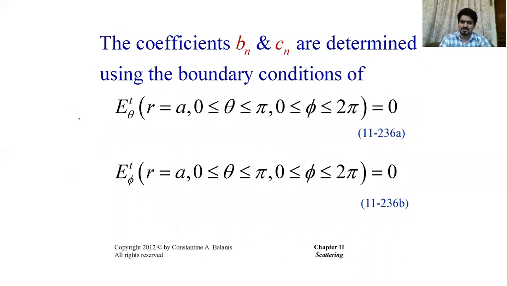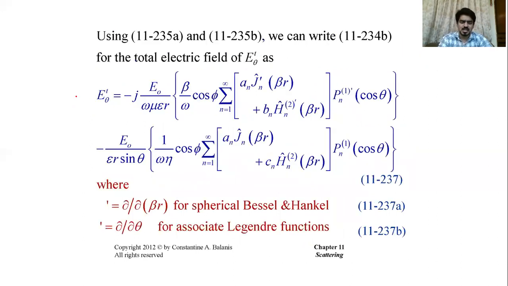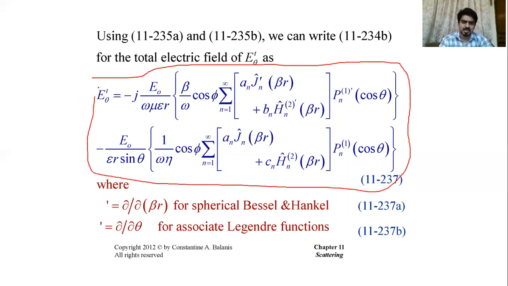Now from that we can find what would be the total E field, E theta and E phi. When we do that, we have two equations by applying two boundary conditions at r equals a. So when we apply that, E theta t should go to 0 at r equals a. This will be your expression of that total E field, and you have two unknowns, Bn and Cn.